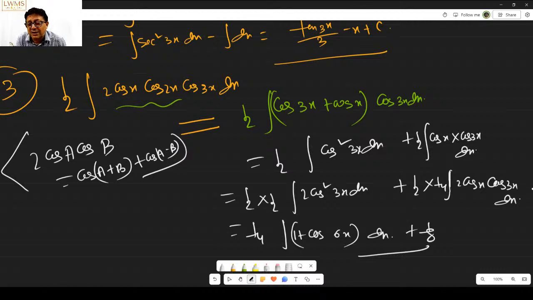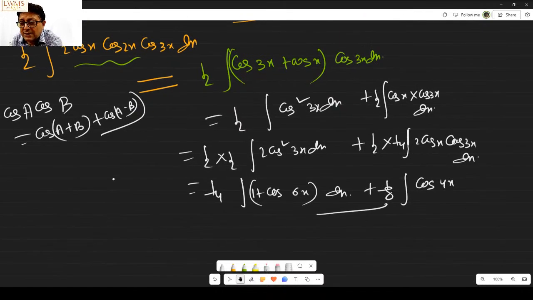This is plus 2 cos A cos B will be what? Cos A plus B, so 1 by 8, cos A plus B plus cos A minus B dx. Let us write better.